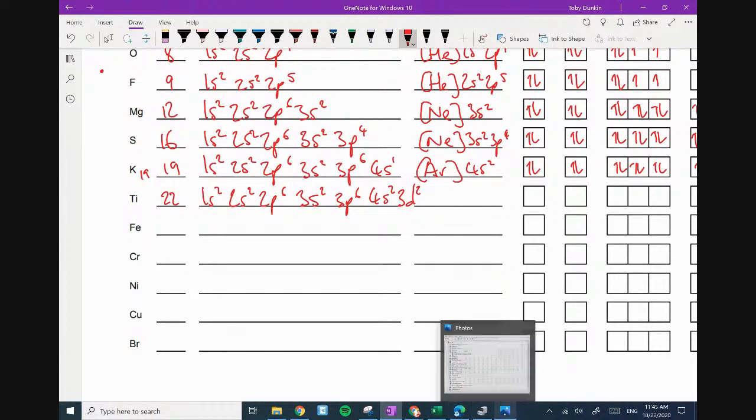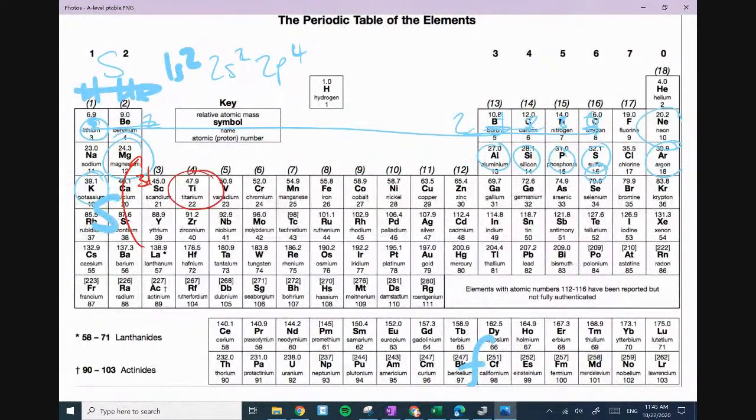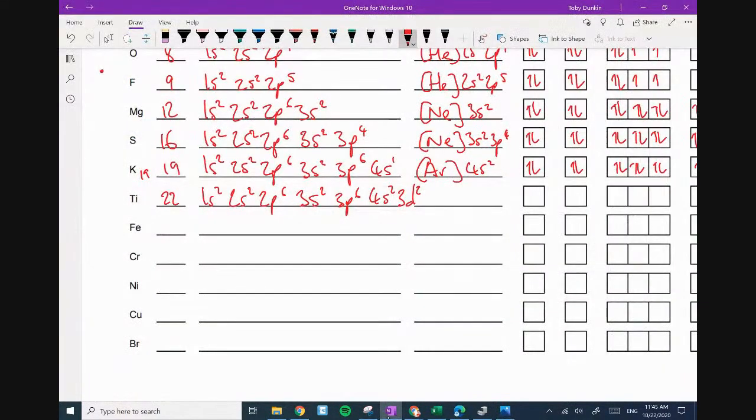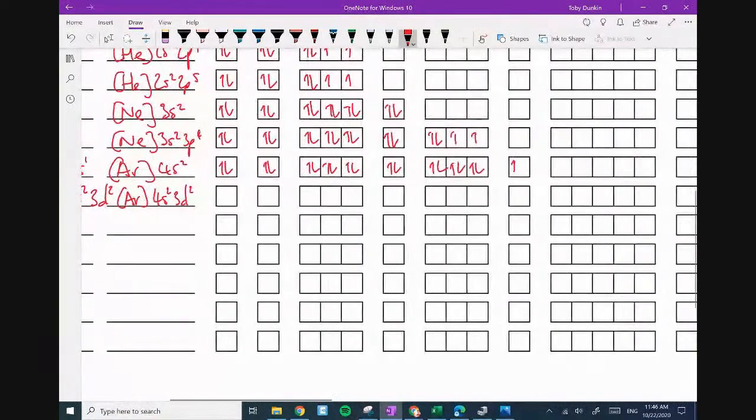Now, we'll check the previous noble gas. Titanium, the previous noble gas is argon. So we can do that. So this is still argon, and I'm going to have the 4s2, 3d2. Let's fill it in on the table.